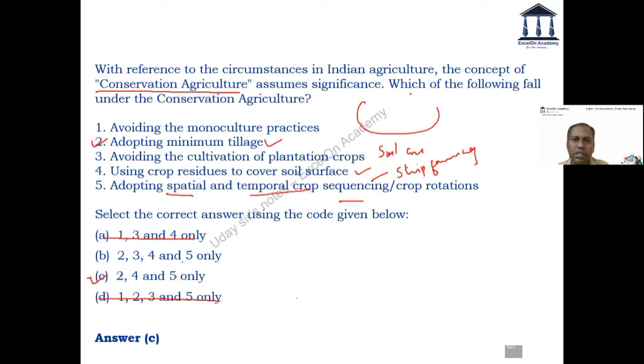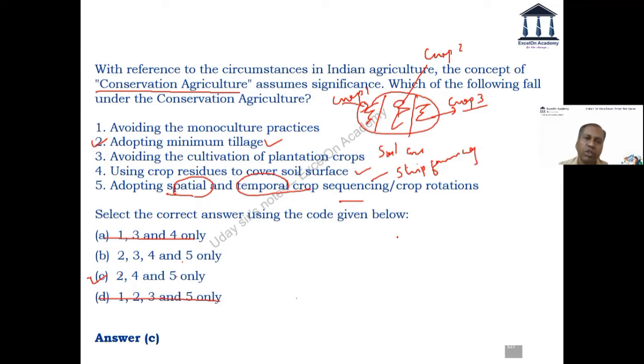Spatial means what? In space. So if this is the field, this is crop 1, and this is crop 2, and this is crop 3. This is crop 3. This is crop 3. So that is your spatial. Now then comes your temporal. So spatial may be all 3 crops are done at the same time. Temporal may be one after another. So when all 3 crops are done at the same time, you call it strip cropping or polyvarietal cultivation. But when it comes to temporal, the better name is, what is it? Crop rotation.